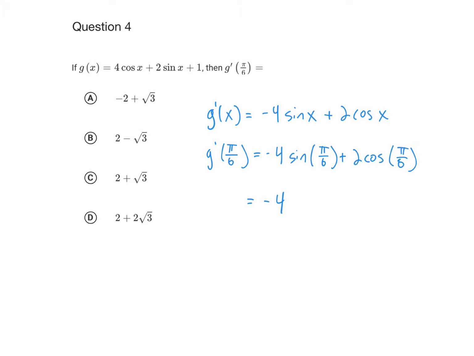Alright, and then just have to remember, sine of pi over 6 is a half. And then cosine of pi over 6 is root 3 over 2. Okay, half of 4 is 2, negative 2. And then these 2's cancel. Okay, so that's A.